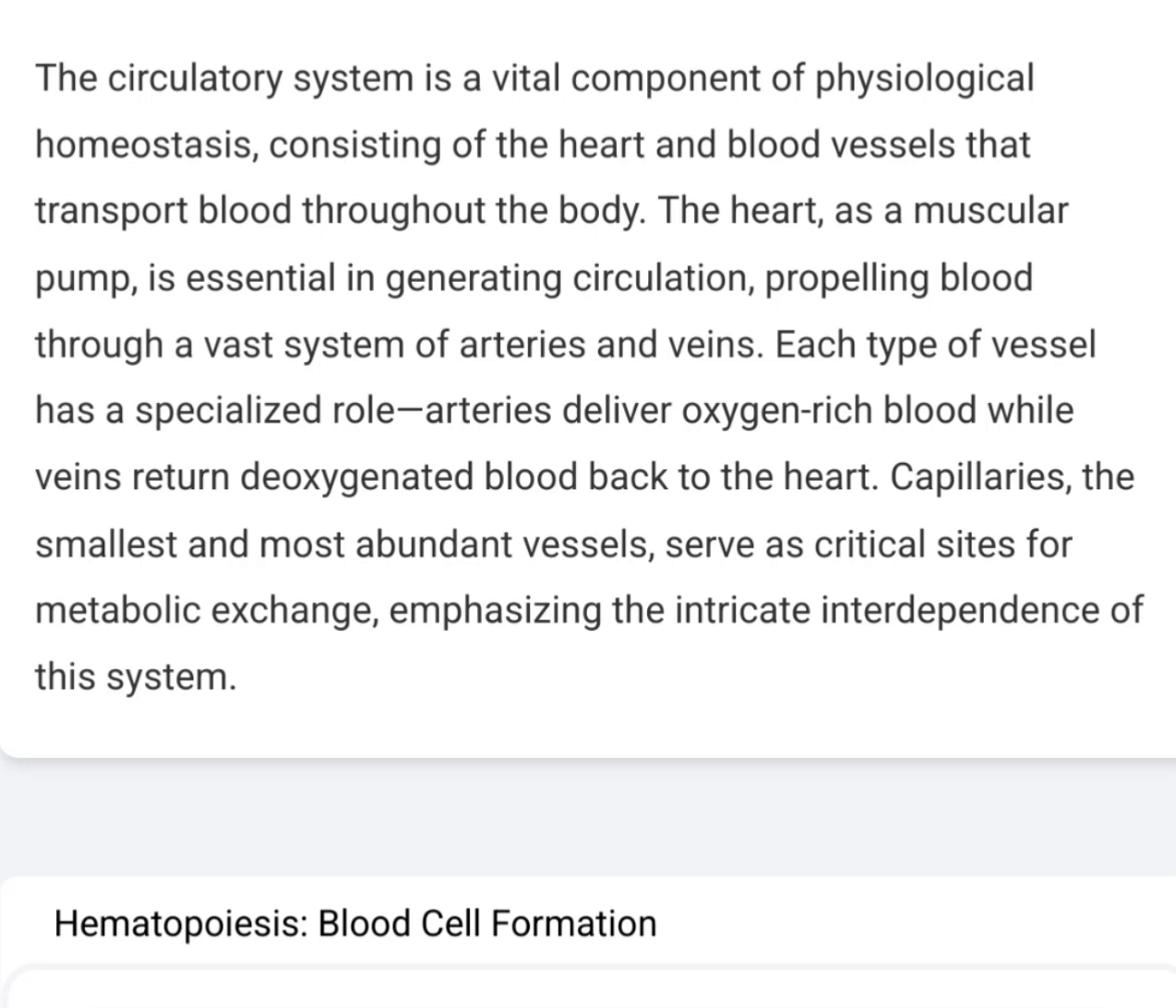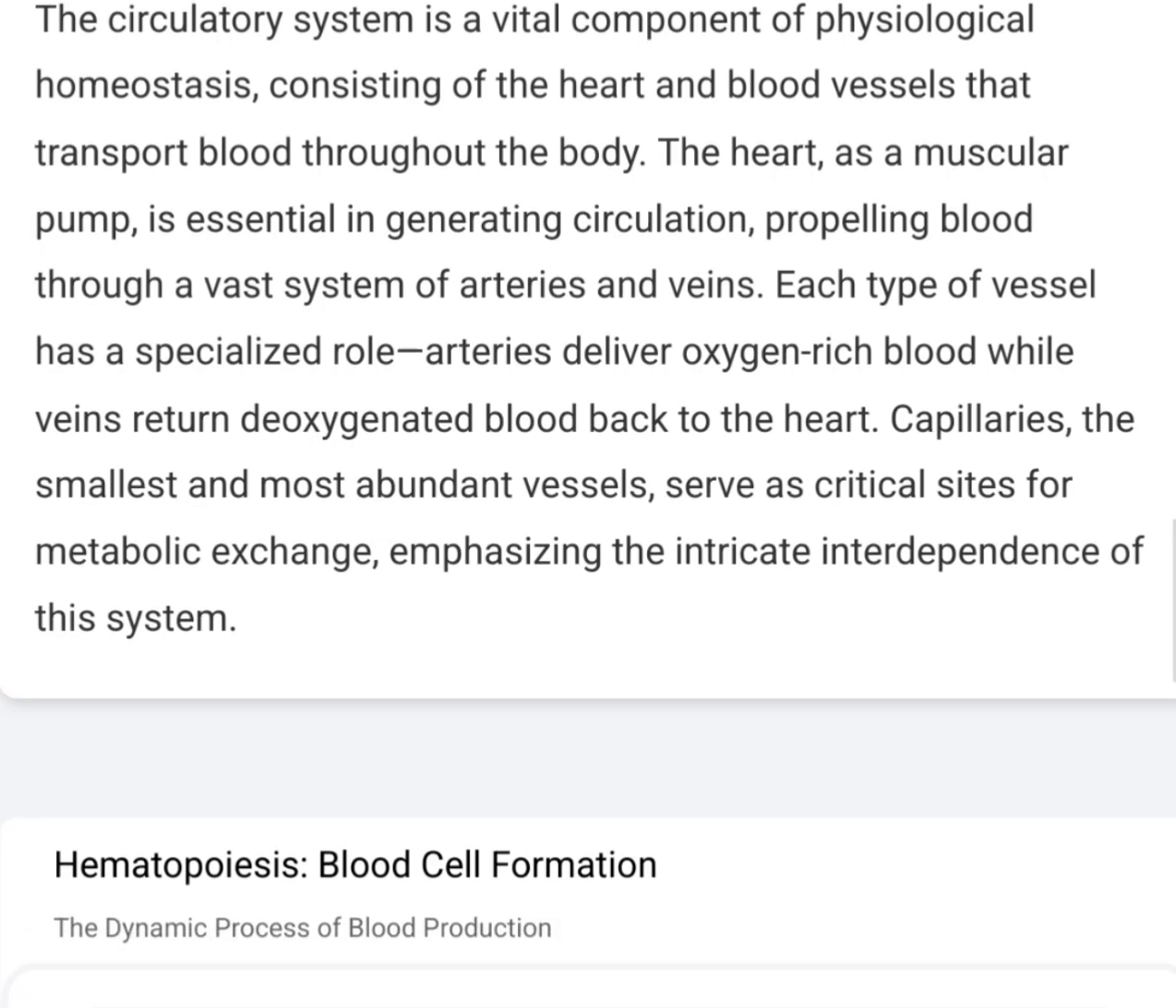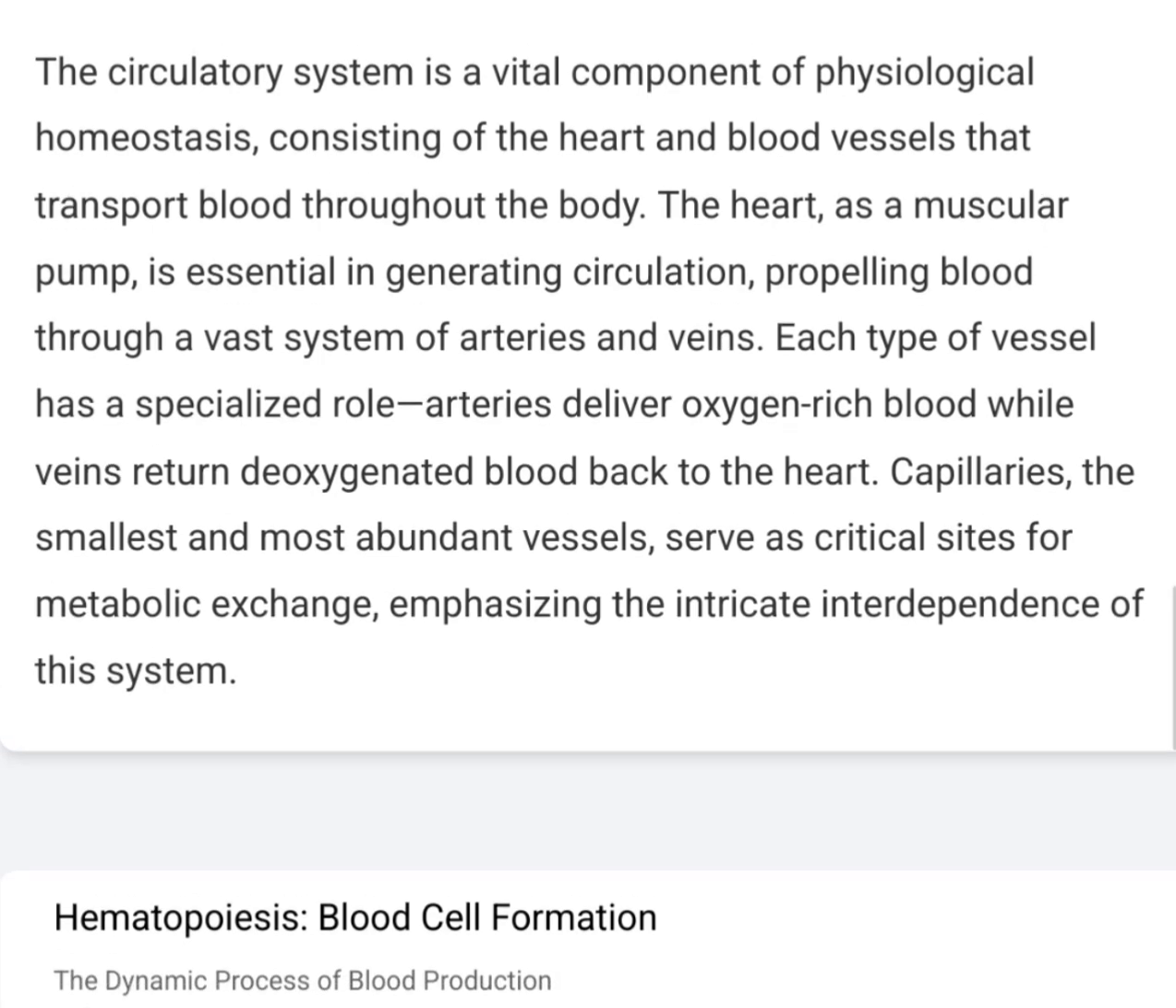The circulatory system is a vital component of physiological homeostasis, consisting of the heart and blood vessels that transport blood throughout the body. The heart, a muscular pump, is essential for generating circulation, propelling blood throughout a vast system of arteries and veins. Each type of blood vessel has a specialized role. Arteries deliver oxygen-rich blood, while veins return deoxygenated blood back to the heart.